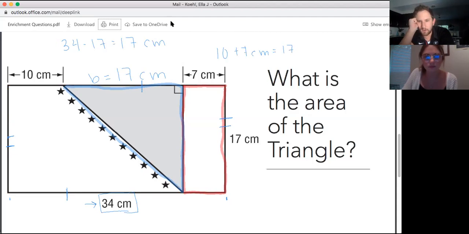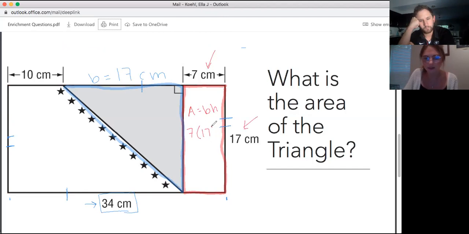Okay, great. So Ms. Koehl, can you find out the area of the red rectangle first? Of course I can, because what we have is our base and our height, right? So in order to find the area, we need to multiply our base and our height. So we have a base of 7 centimeters. I'll write it in here. And we have a height of 17 centimeters.